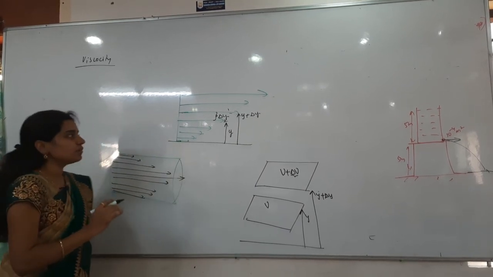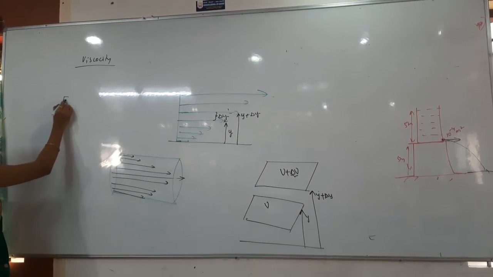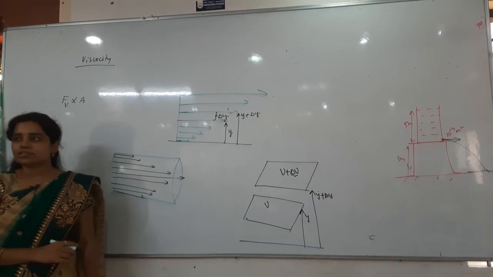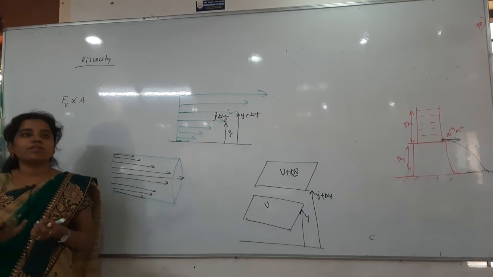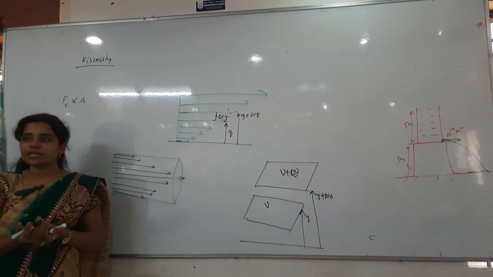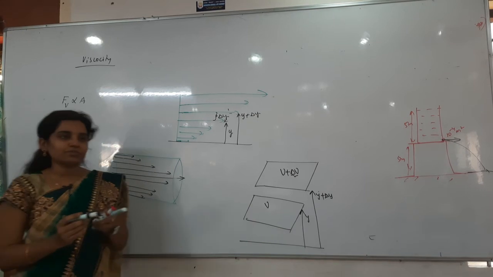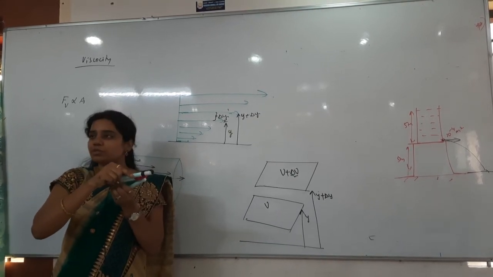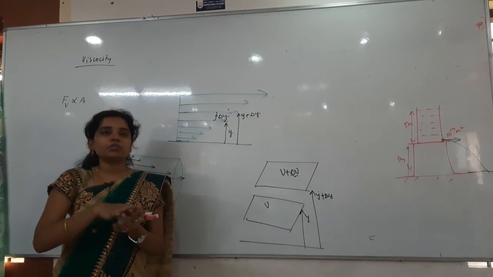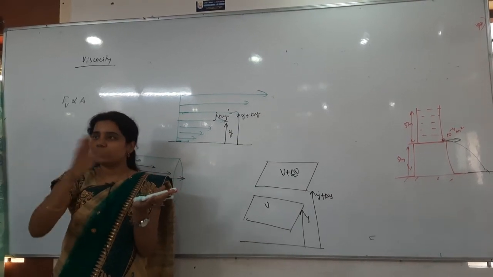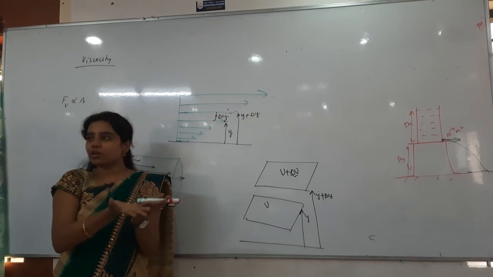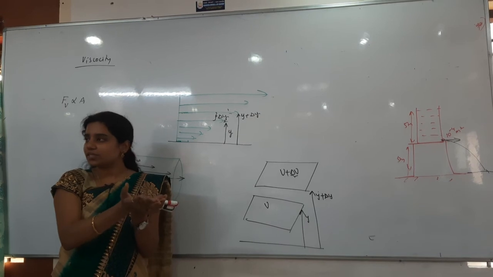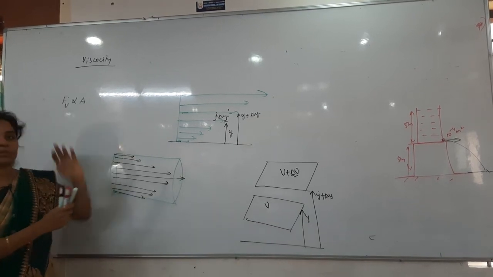Now the viscous force will always be directly proportional to the area of the fluid layers. If more area is there, obviously more friction. For example, if I am just moving this one pen on the other pen, friction will be less. If I consider two hands together, having more area, more surface in contact, there is more contact at that time, so obviously more friction. You are understanding that? So viscous force is directly proportional to area.